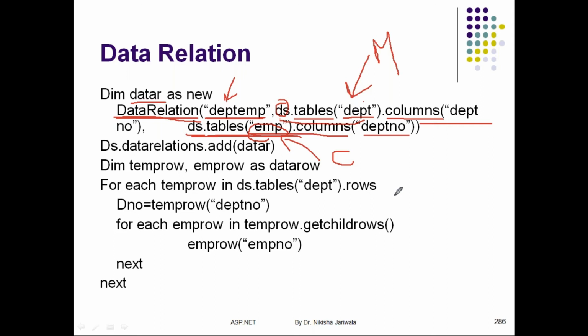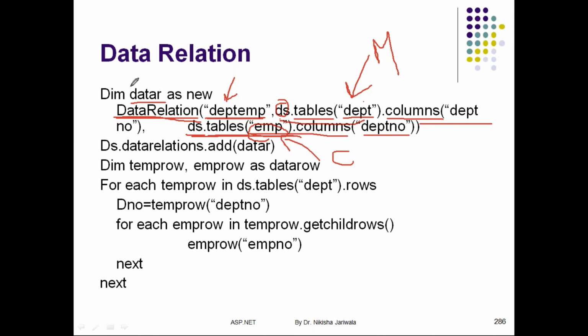So whenever we create the object of the DataRelation class, the first argument that we need to specify is the name of the relation. The second argument will be the name of the master table and its column. And the third argument will be the name of the child table and its column, right? So according to that, the relationship object will be created.